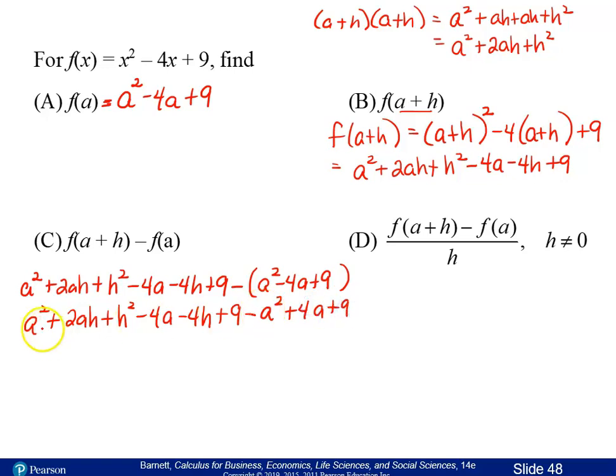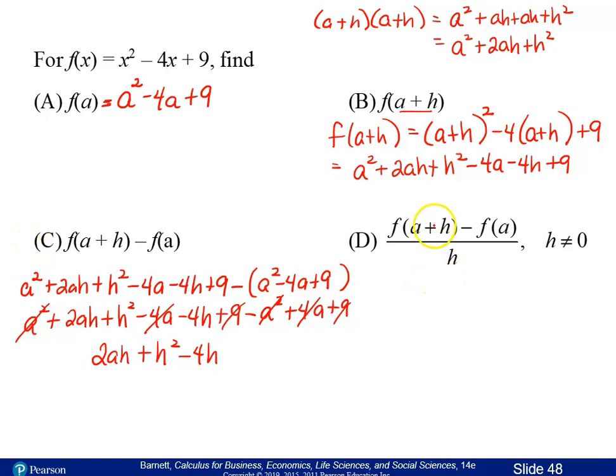Okay, so now we're going to see what cancels. We've got those that cancel. We've got our 4a's that cancel. We've got our 9's that cancel. So we're left with 2ah plus h squared minus 4h. Okay, so that is part C.